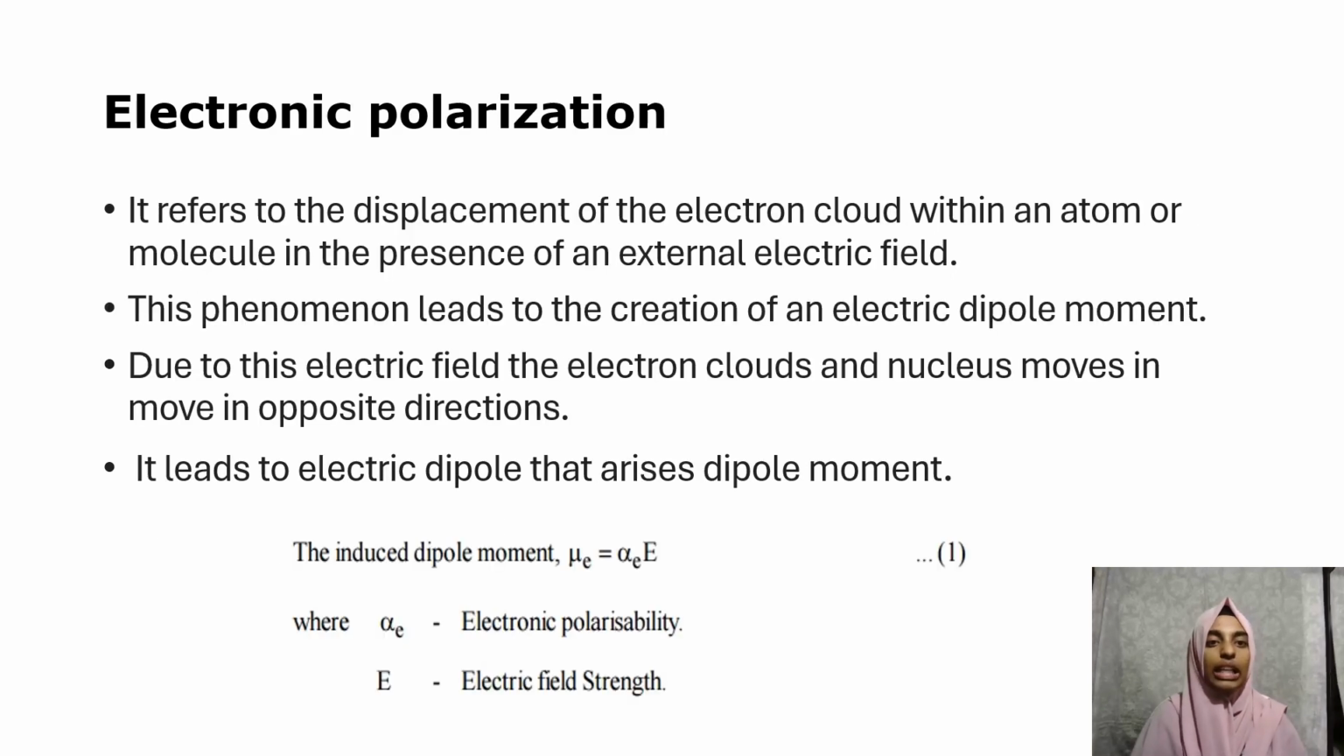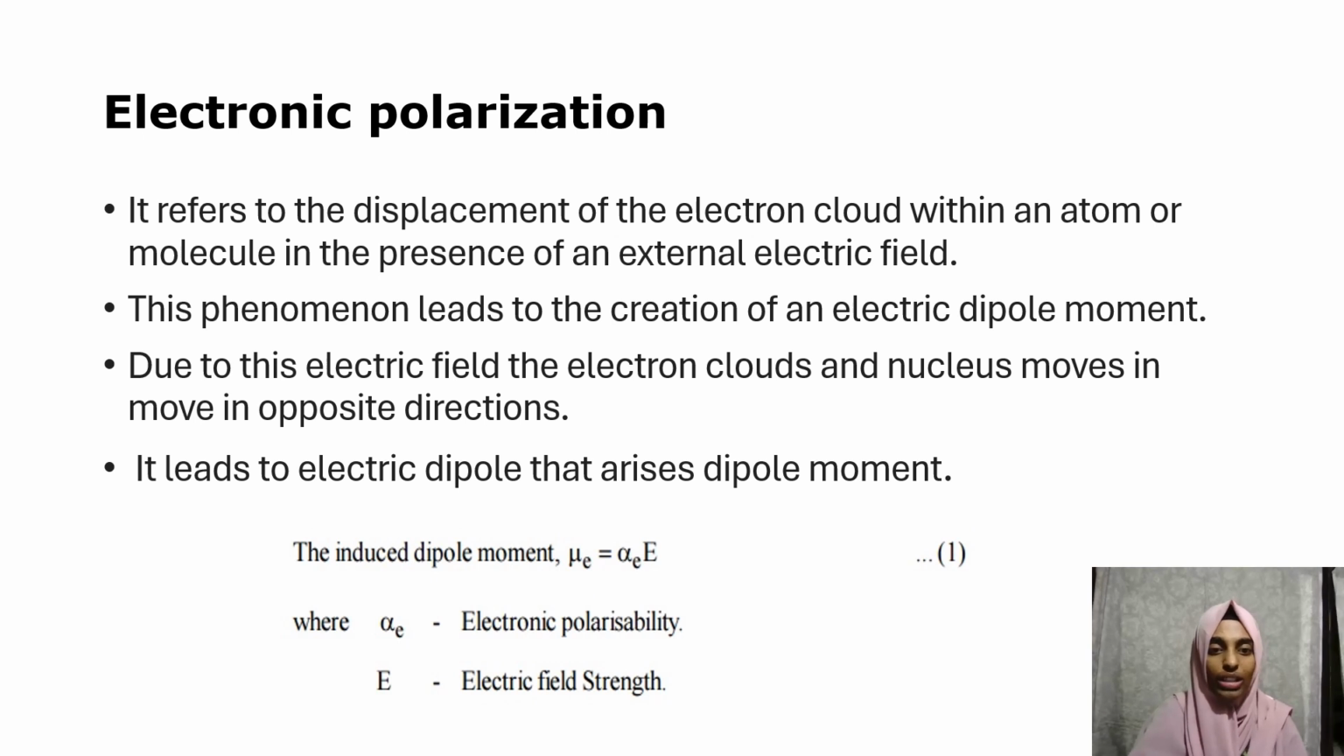Let us see what electronic polarization is. It refers to the displacement of an electron cloud within an atom or molecule in the presence of an external electric field. This phenomenon leads to the creation of electric dipole moments. Due to this electric field, the electron cloud and the nucleus move in opposite directions. For example, while the electron cloud moves in the left direction, the nucleus moves in the opposite, right direction. It leads to an electric dipole that gives rise to a dipole moment.